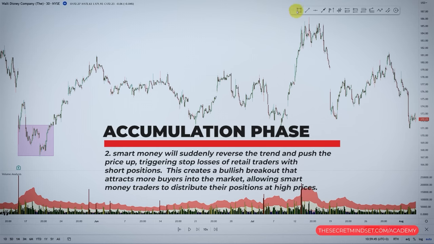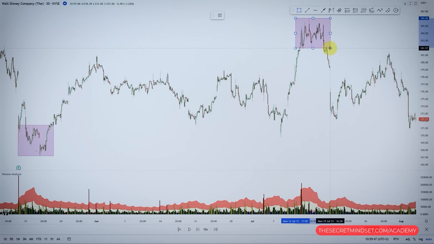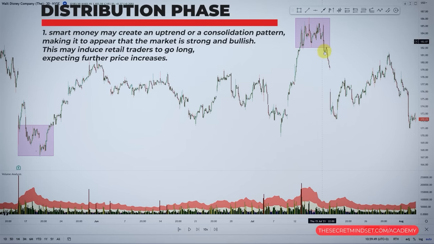This creates a bullish breakout that attracts more buyers into the market, allowing smart money traders to distribute their positions at higher prices. During a distribution phase, smart money may create an uptrend or a consolidation pattern, making it appear that the market is strong and bullish.